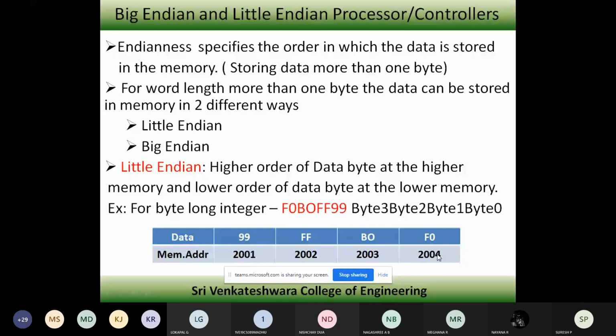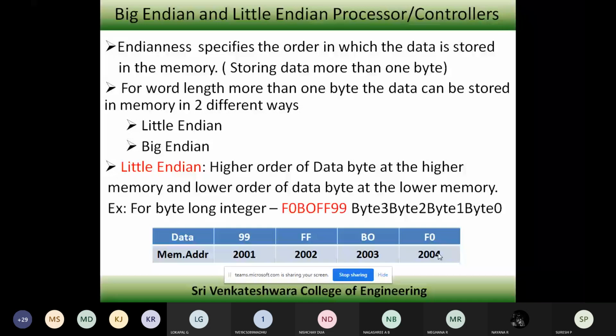Okay. So does anybody have any doubt with little endian now? Anybody having any doubt? No, sir. Okay.